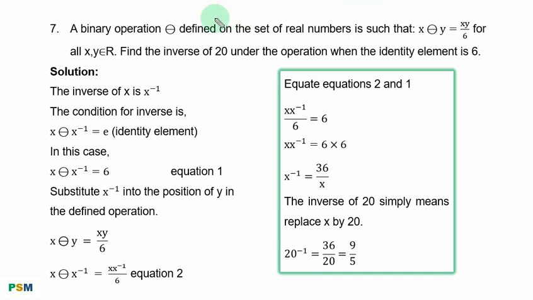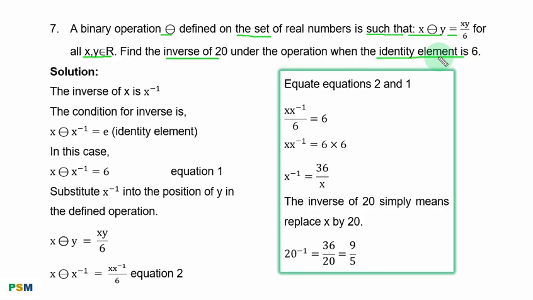Example 7. A binary operation defined on the set of real numbers is such that s * y = sy/6 for all s, y members of ℝ. Find the inverse of 20 under the operation when the identity element is 6.